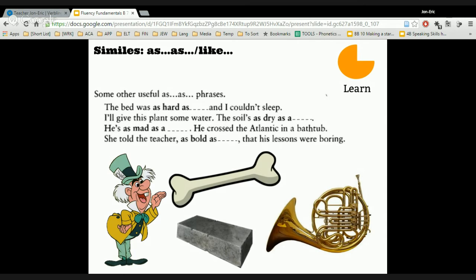She told the teacher, as bold as something, that his lessons were boring. As bold as it is not a trumpet, but it's the type of instrument, not that specific instrument. A French horn, but that doesn't matter. What matters is what kind of instrument is that? It's not a string instrument. It's a loud what instrument? As bold as.